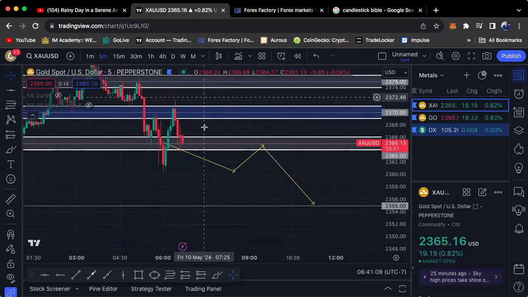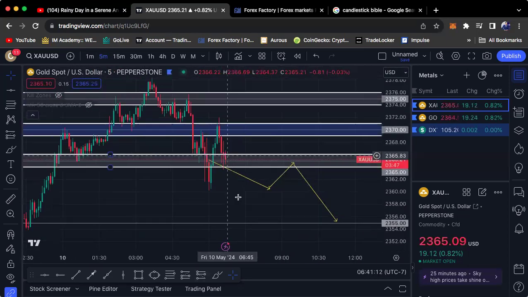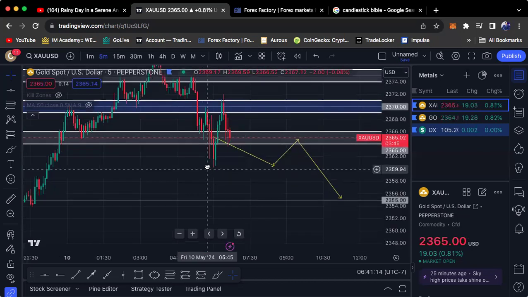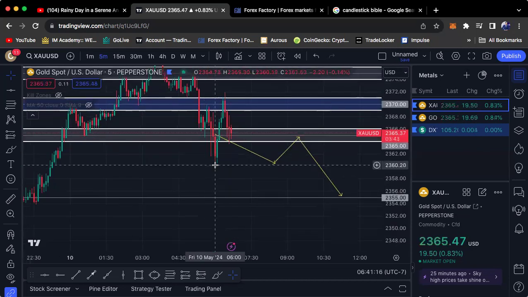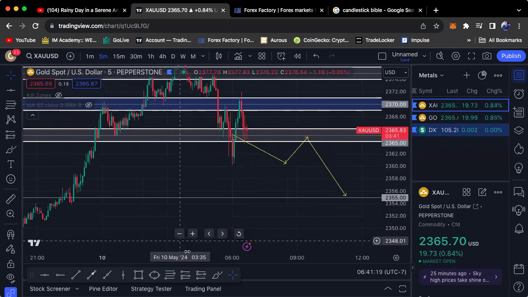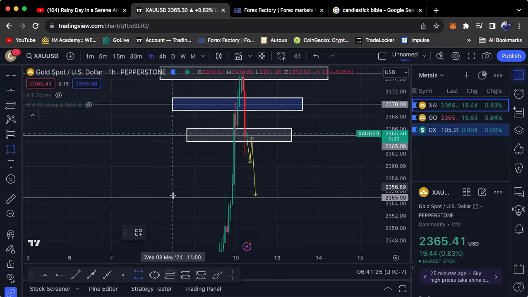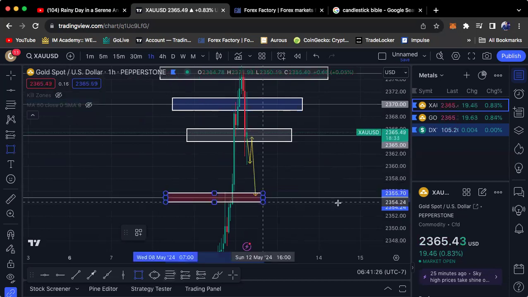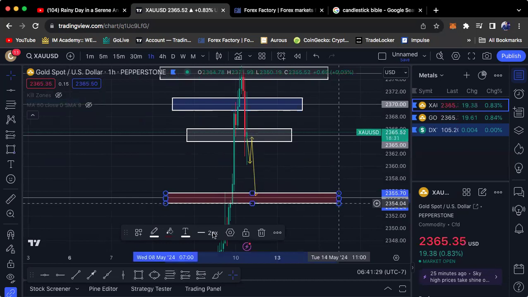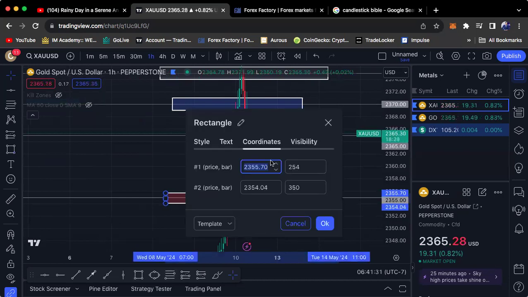Now let's check out Impulse. Now that I have this, okay, let me actually put the zone here. Mark this up here. This is gonna be my hourly zone.